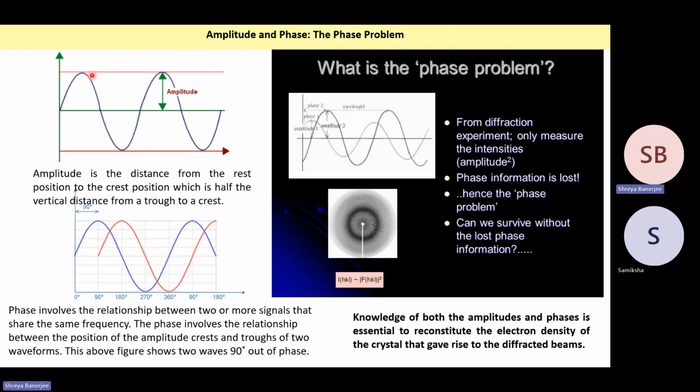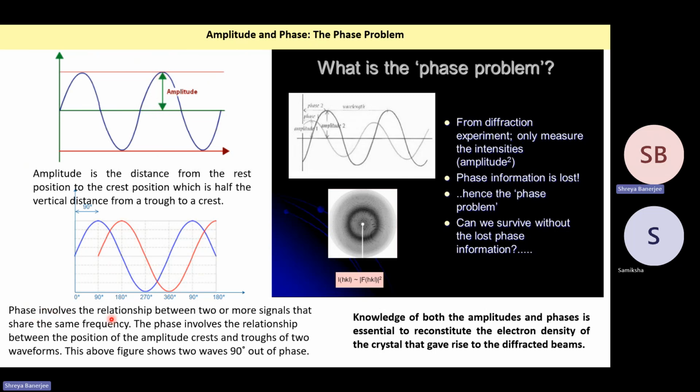So these are some basic terms that are used when studying waves. In a wave, the amplitude is the distance from the equilibrium position to the top of the crest or the bottom of the trough, the vertical distance basically. So this is the amplitude.